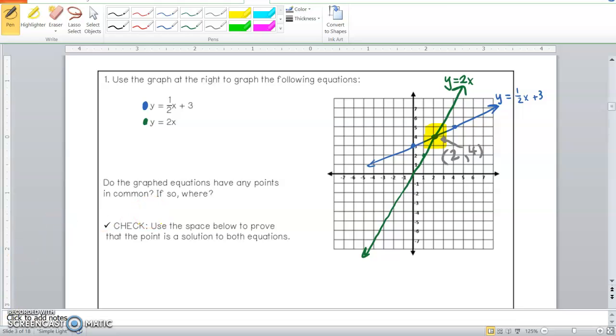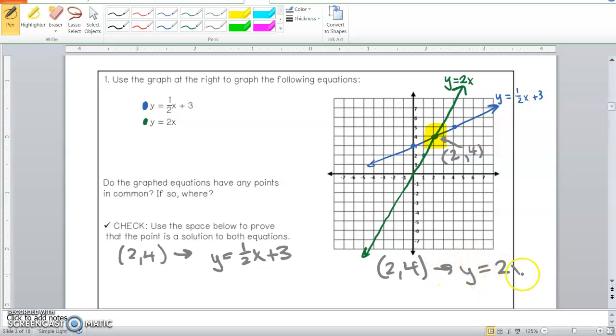So let's do that. I'm going to substitute my point (2, 4) into y equals 1/2 x plus 3. And then I'm also going to substitute (2, 4) into y equals 2x. What should happen is both of these statements should be true. Take a moment, substitute those values in, see what you get.